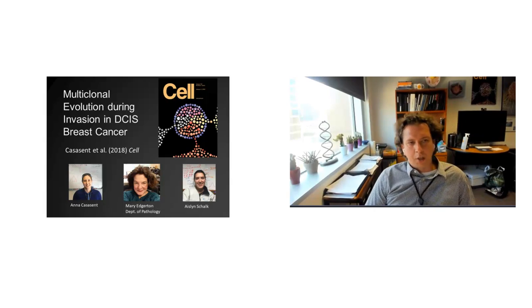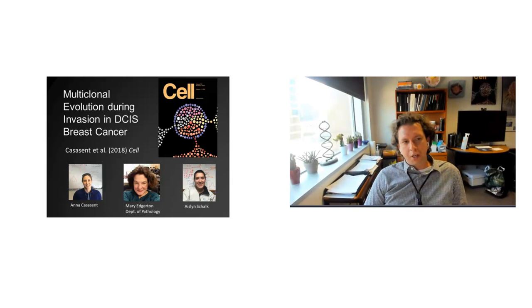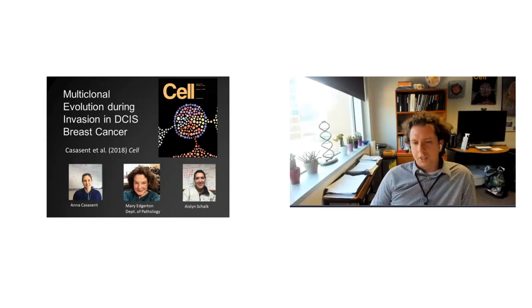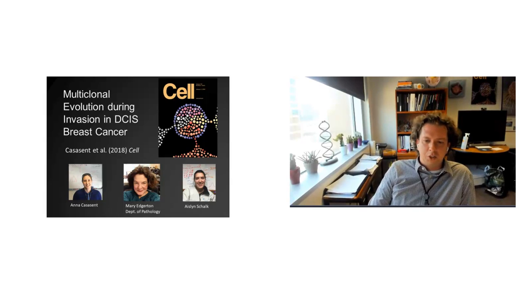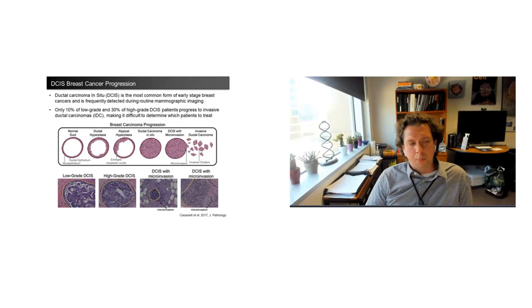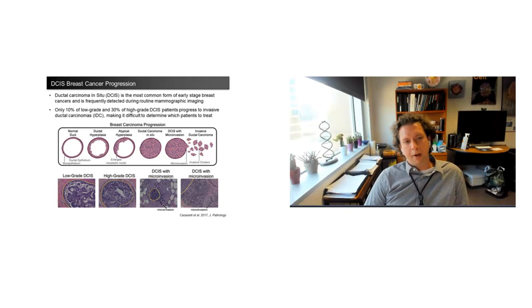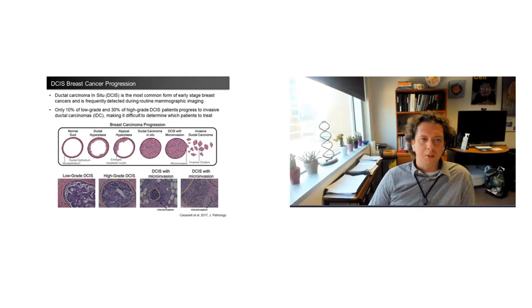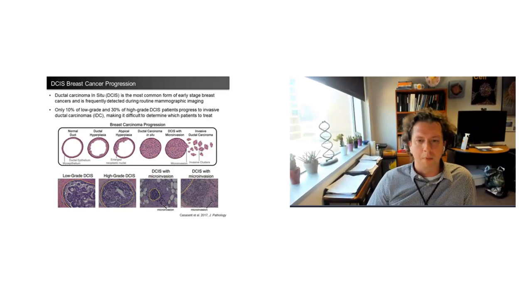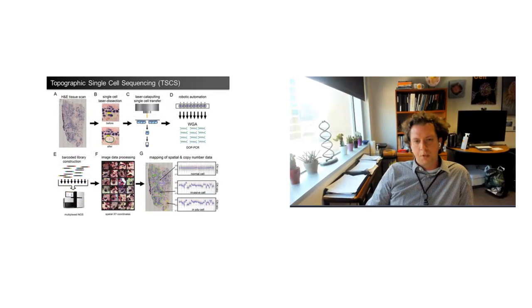And the second story I'll tell you about very quickly here is on invasion in pre-malignant breast cancer. And this involved a graduate student, Anna Cassasen, who's a postdoc now, Mary Edgerton in pathology, and Aislinn Schalk, who's a quantitative student in my group. And DCIS is a pre-malignant breast cancer, and about 10% of low grade will progress to high risk, invasive disease. About 30% of high grade will progress to invasive disease. And so it's a big clinical problem, understanding which of these tumors are likely to progress and which are not.